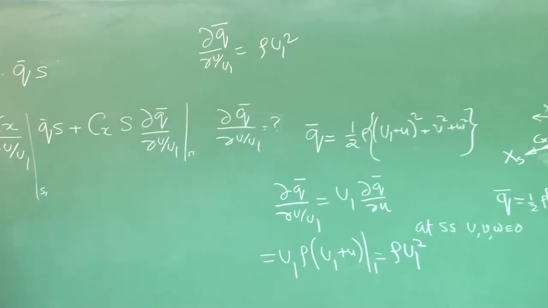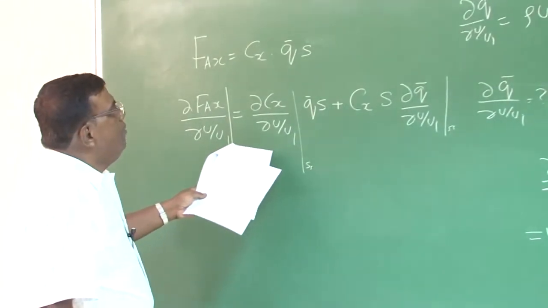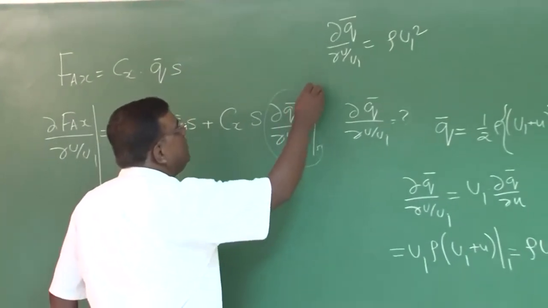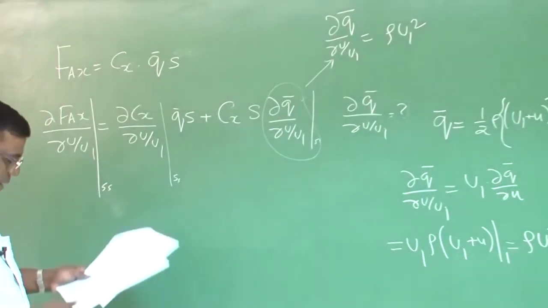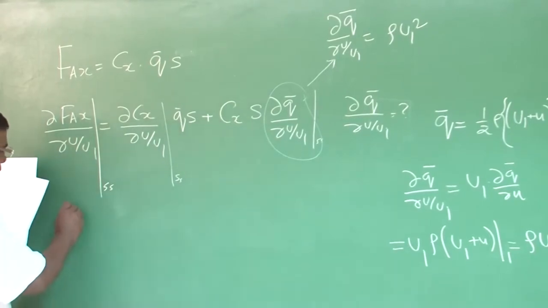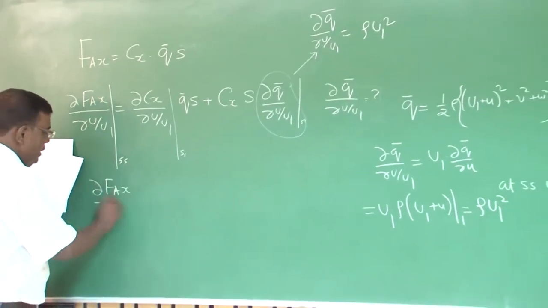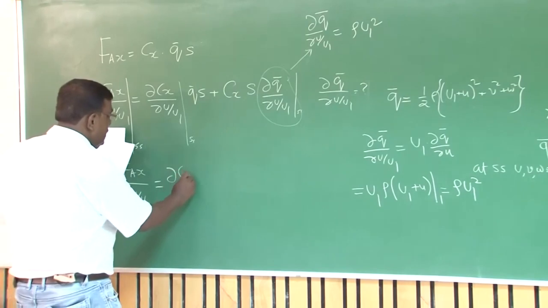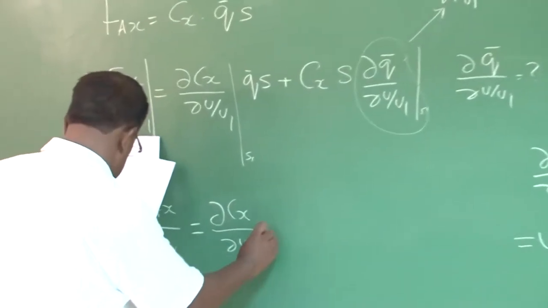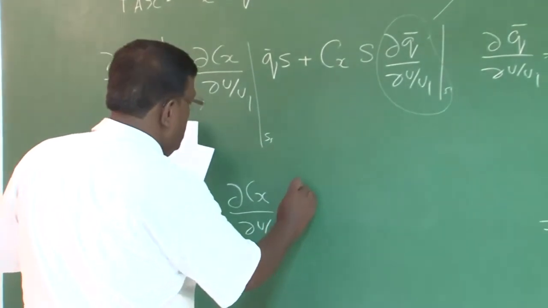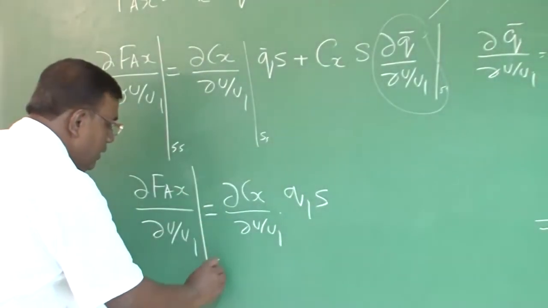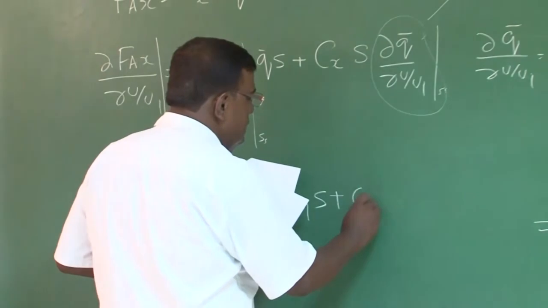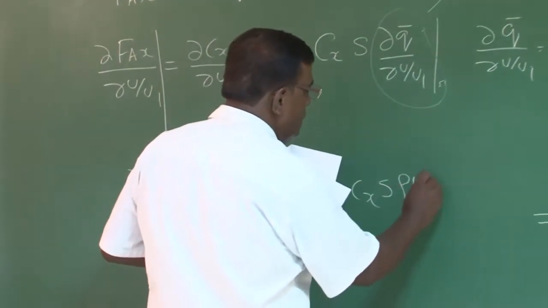Okay. So if I want to write dFAX by du by u1, what will be my result? I have to change this term because you evaluated this by this term. First step, right? So I can write dFAX by du by u1 is equal to dCX by du by u1 into Q1S. Now I write 1 because I have to evaluate this at steady state. So for Q, I write Q1S plus CX S into rho U1 square.